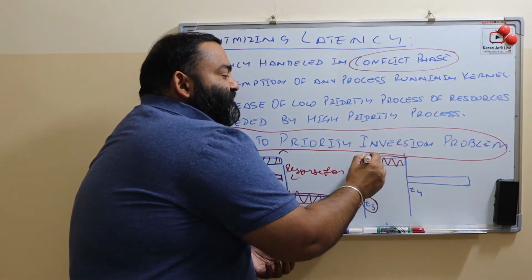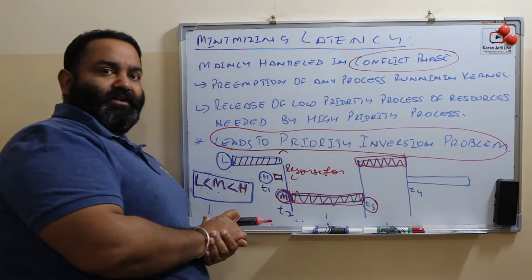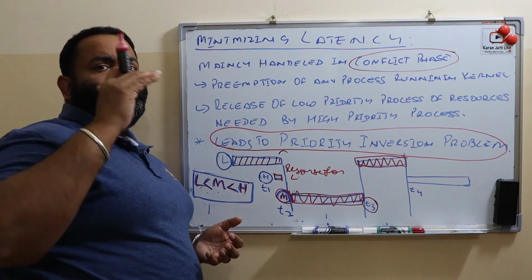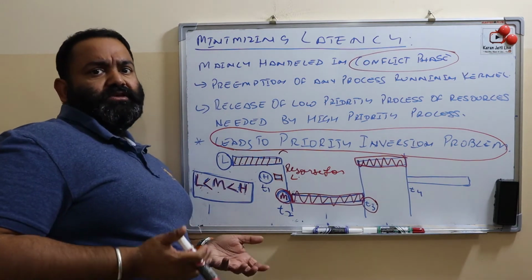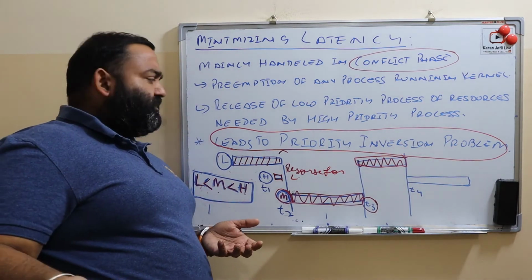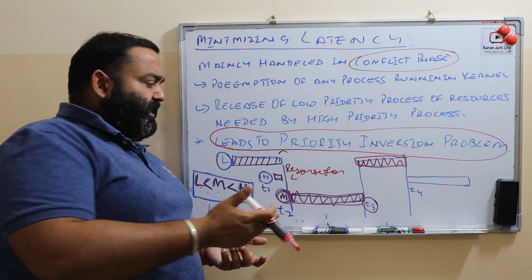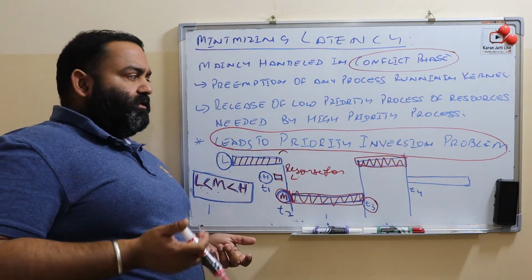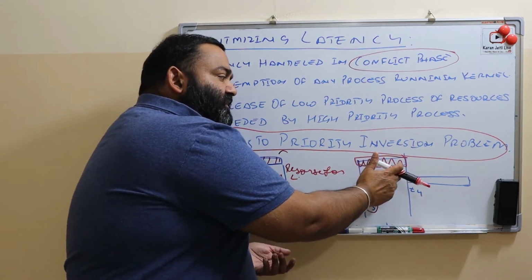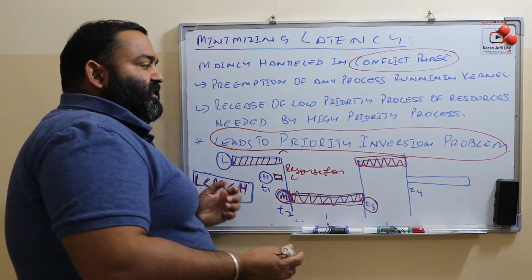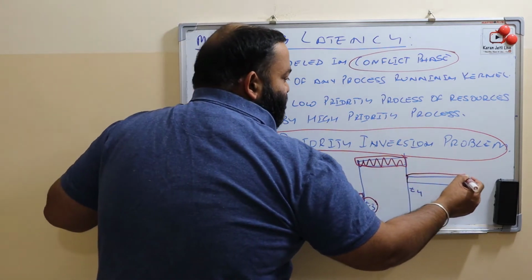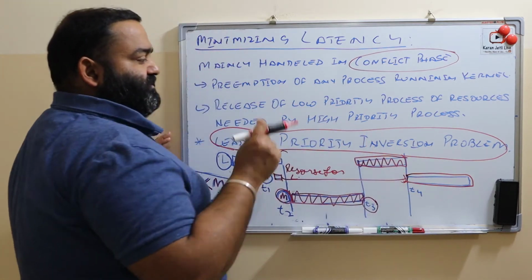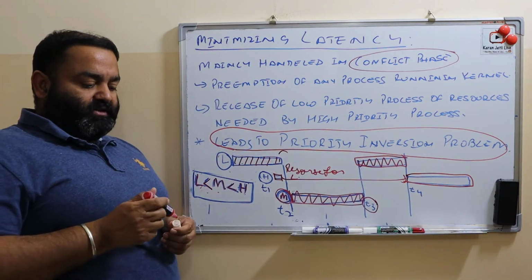Again L starts executing. Why does L again start executing? Because L did not finish releasing the resources. Since it did not finish releasing the resources, H could not start. And when M finished, the process L started again. So after L finished, it released all the resources, and then at time t4 the process H could start.